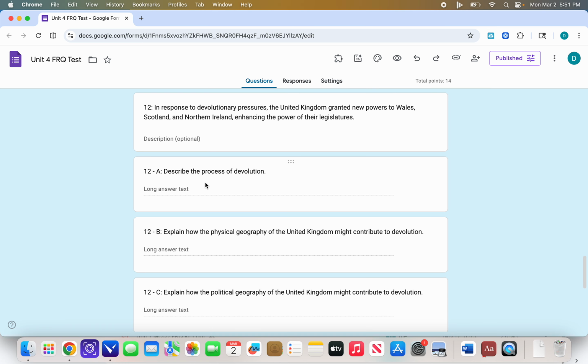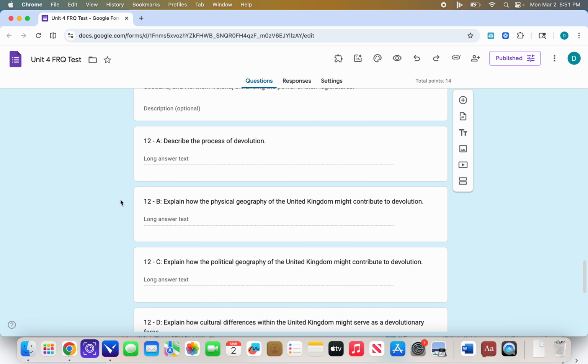And back down to 12. Describe the process of devolution. So mentioning all the relevant characteristics that go into devolution. You can write that on your card. You can look that up.